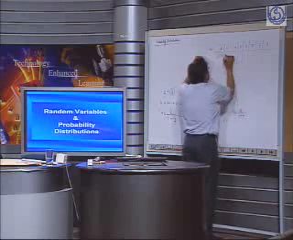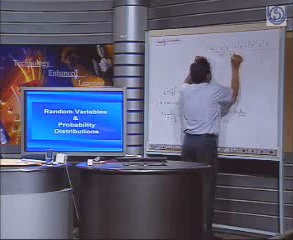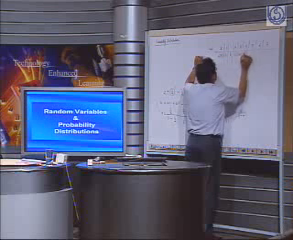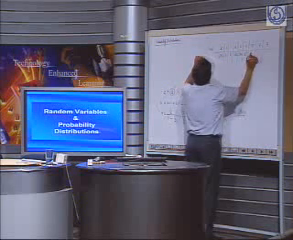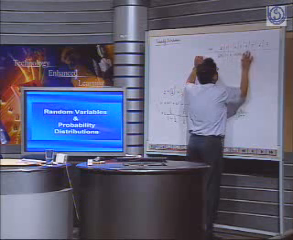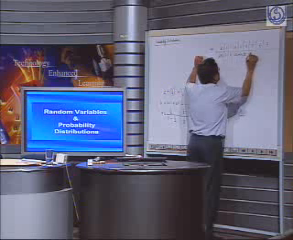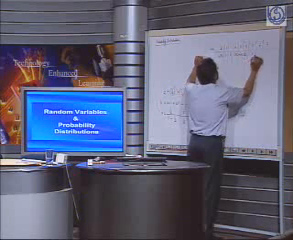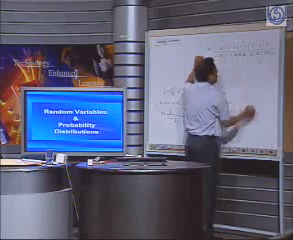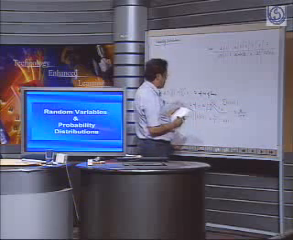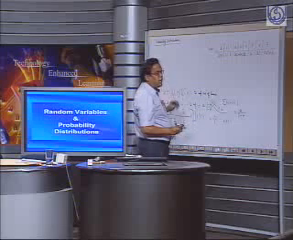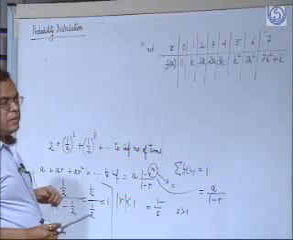So it has 8 values. This is 0, this is 2, this is twice 2, this is twice 2, this is twice 2, this is 2, this is twice 2. So this is the probability distribution function. Find out the value of k.